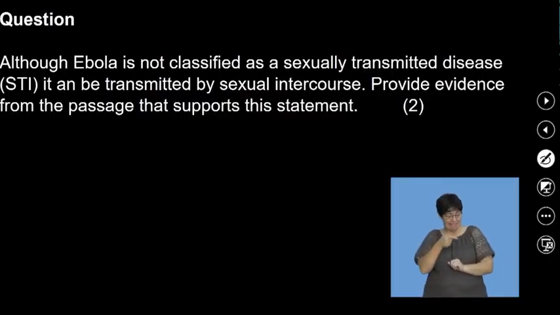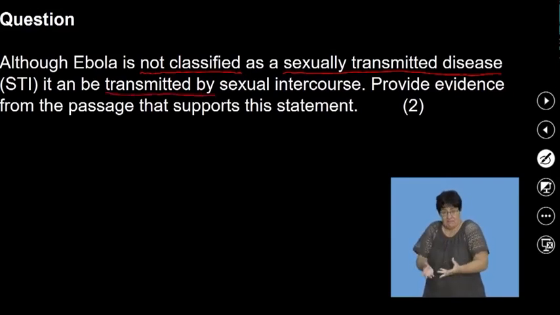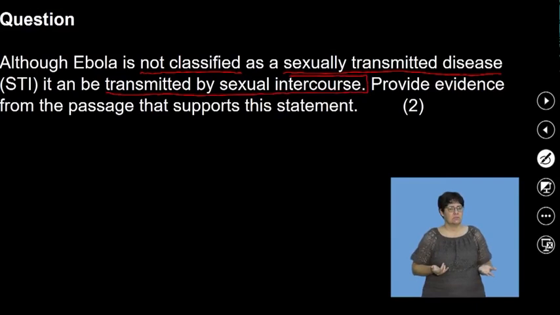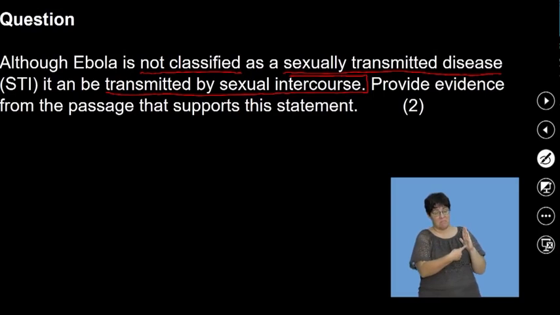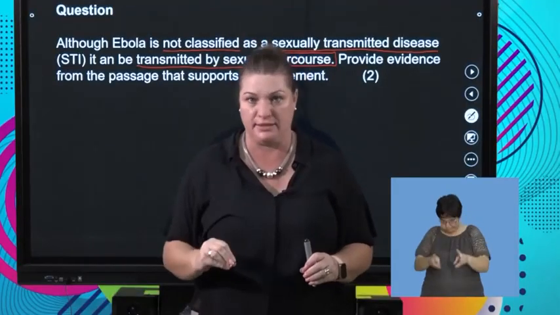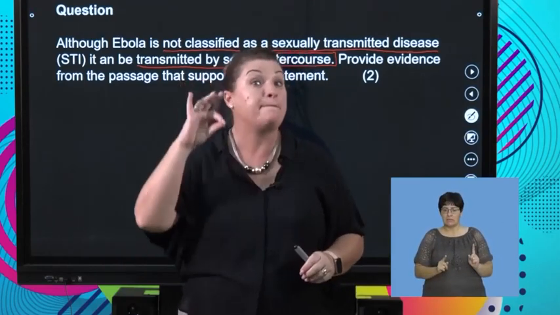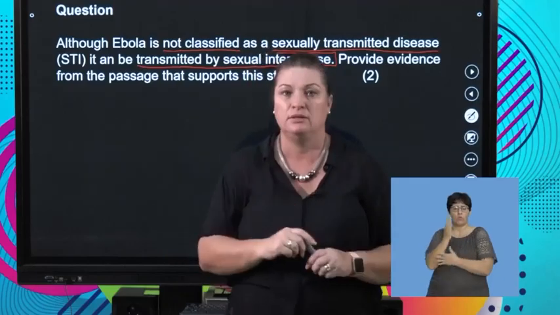It says, although Ebola is not classified as a sexually transmitted disease, all right? It says it doesn't count as an STI. It can be transmitted by sexual intercourse. So you provide evidence from the passage. If it asks you to provide evidence from the passage, go and quote from the passage, okay? So it's not typically a sexually transmitted disease, but how can we transmit it sexually?